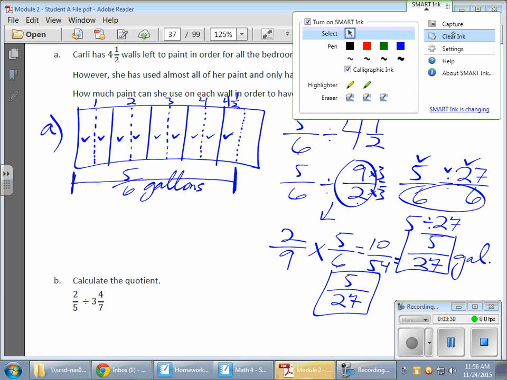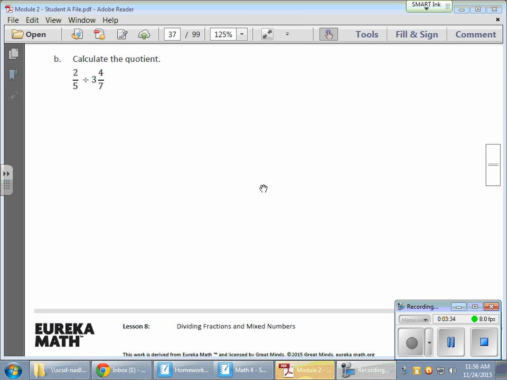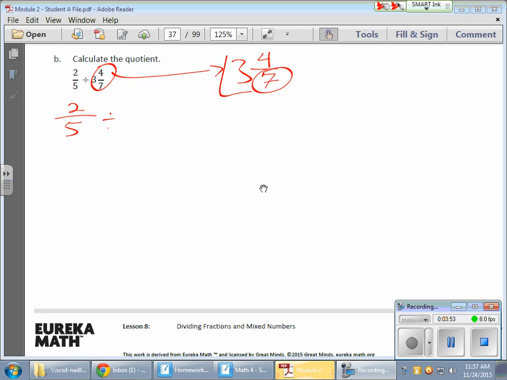Let me clear the board here. Let me cruise up here, calculate the quotient. Once again, I'm starting with a mixed number. So the first thing I would like to do is convert that to a fraction, or in this case, an improper fraction. So here's my 2/5. So let's work on this 3 4/7 a little bit. Notice I want sevenths, everything in sevenths. Now I have 3 whole over here.